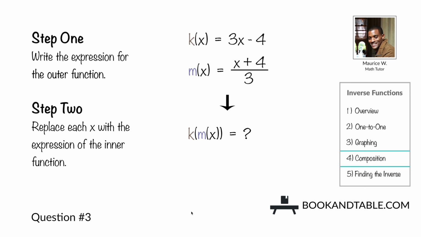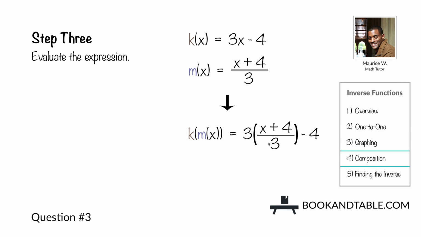Let's now have a look at question number 3. We were given k of x is equal to 3x minus 4, and m of x is equal to x plus 4 over 3. So we'll test k of m of x first, and then if we need to, we'll test m of k of x second. So step 1, write the expression of the outer function, the k function, which is 3x minus 4. And then step 2, replace each x with the expression of the inner function, the m function. So we'll plug in x plus 4 over 3 for x here.